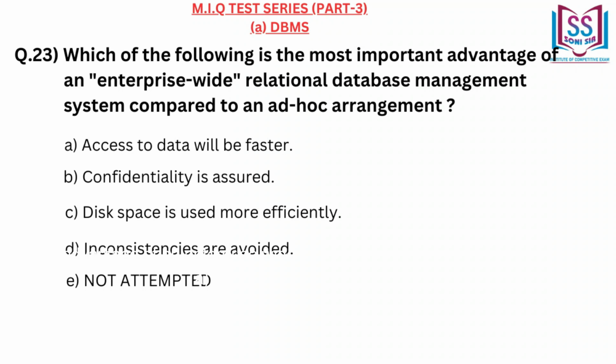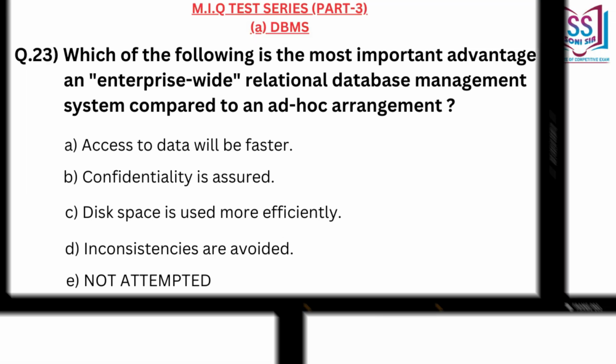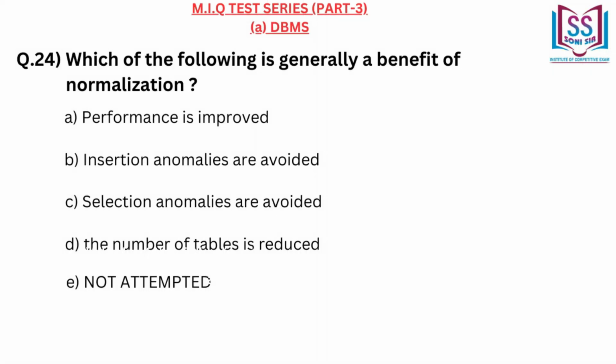Which of the following is the most important advantage of an enterprise-wide relational database management system compared to an ad hoc arrangement? A. Access to data will be faster. B. Confidentiality is assured. C. Disk space is used more efficiently. D. Inconsistencies are avoided.